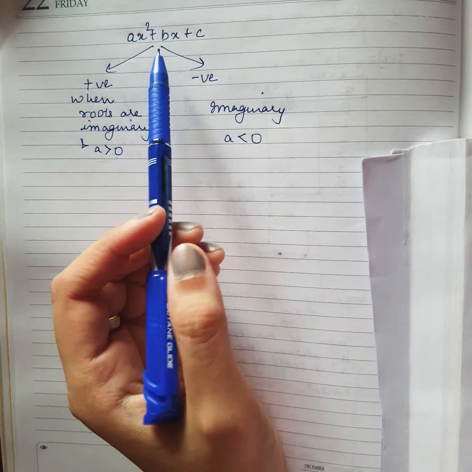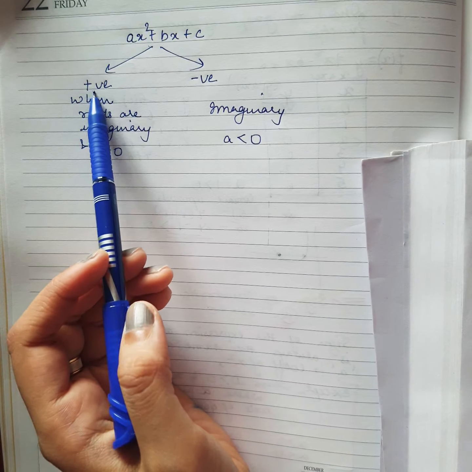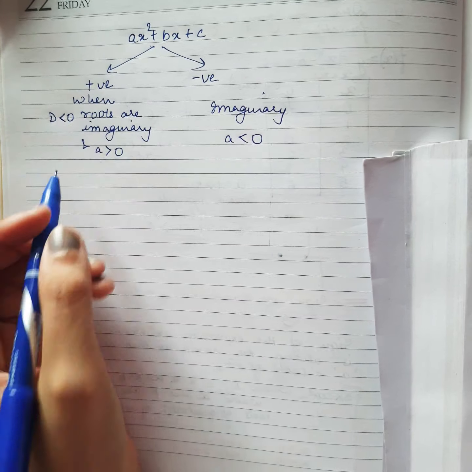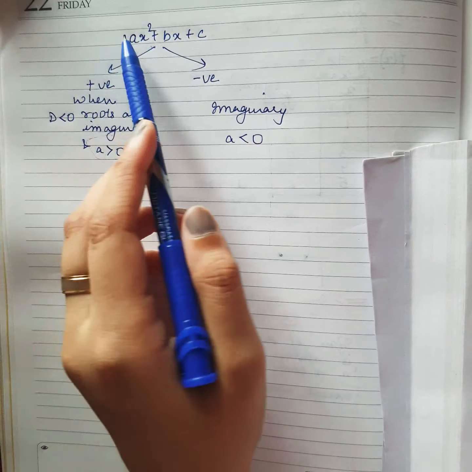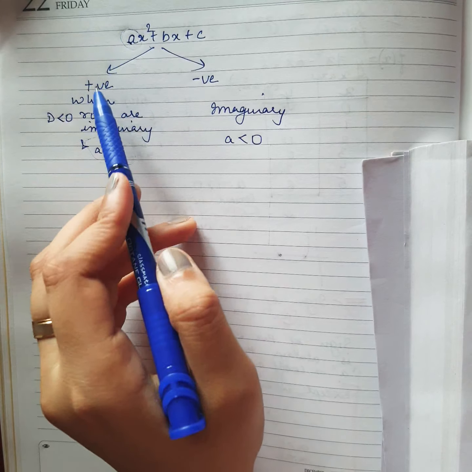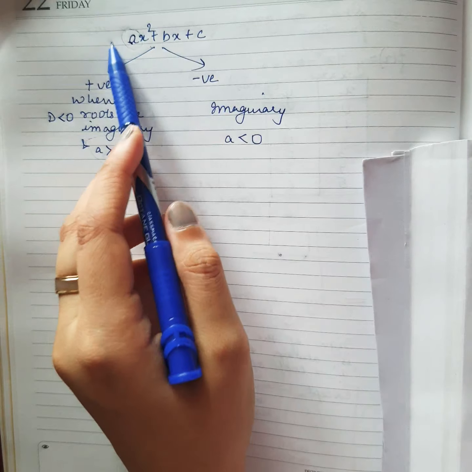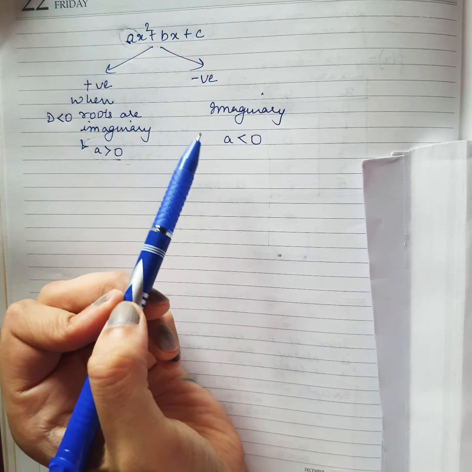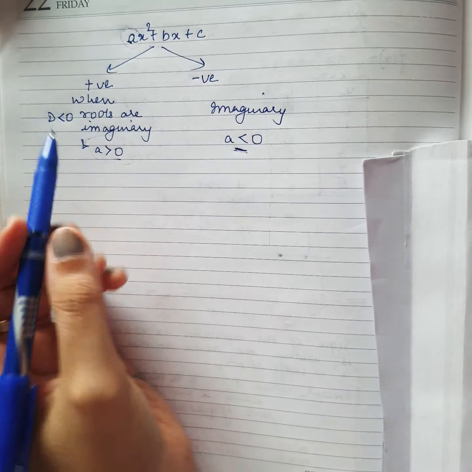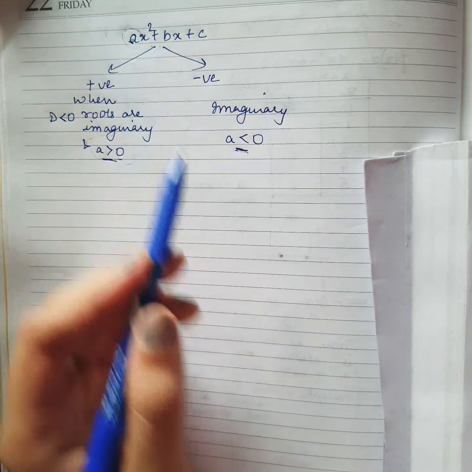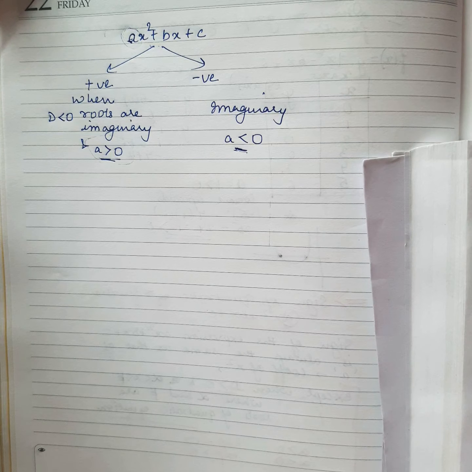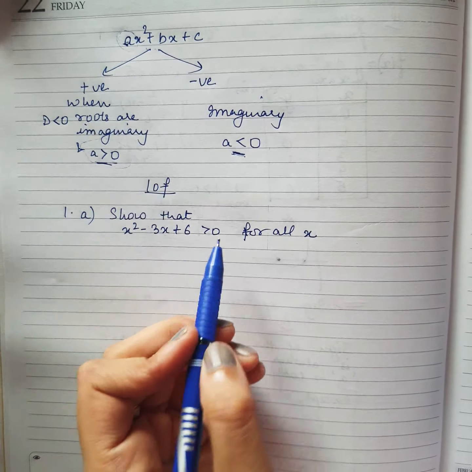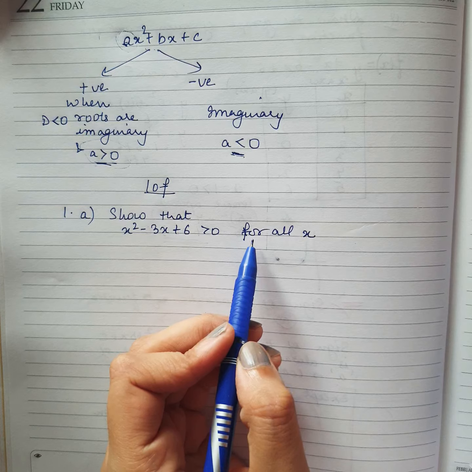So ultimately we need to check when the quadratic expression is going to be positive when imaginary roots are there, that is we will check the imaginary roots by D less than 0, and if a is positive, that means the whole expression is positive. If a is negative with imaginary roots, the whole expression will be negative. So we have to just check the sign of a, which is the coefficient of x square in the whole quadratic equation. Question number 1, show that the given expression is positive for all values of x.